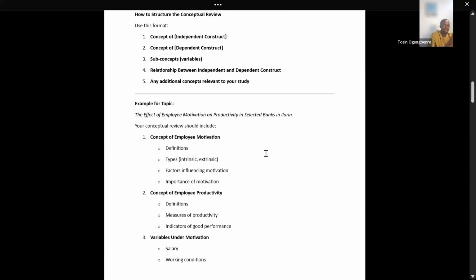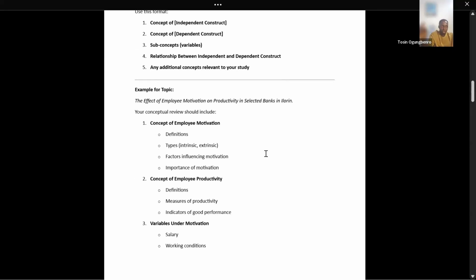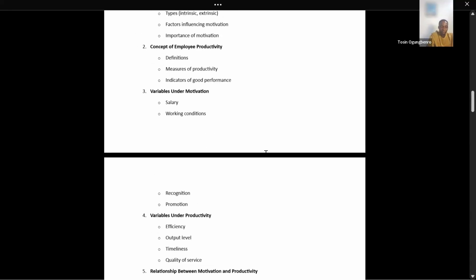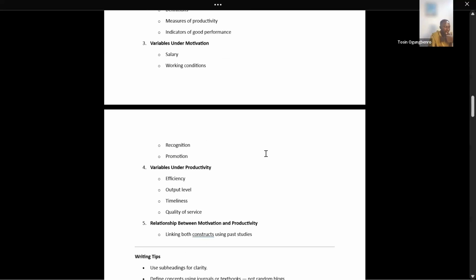So that means if you're having four objectives, ideally you should have four or more conceptual reviews that say something about each of your objectives. Basically, all the variables in your objective should be covered in one way or the other, so that you can have materials to corroborate with in your chapter 4.